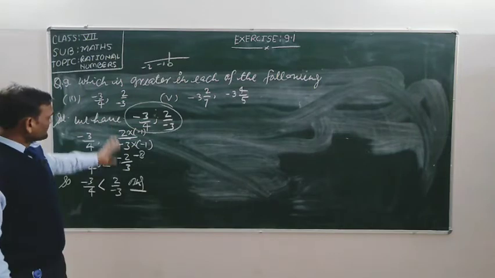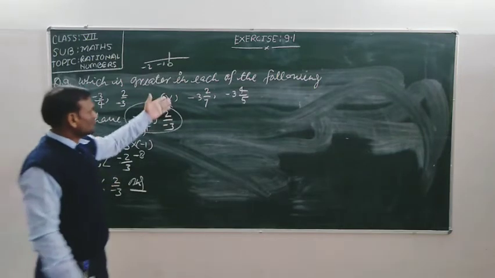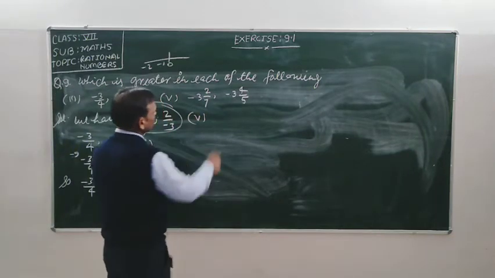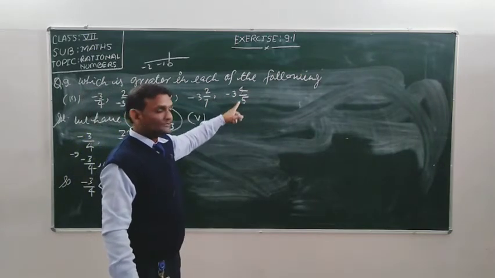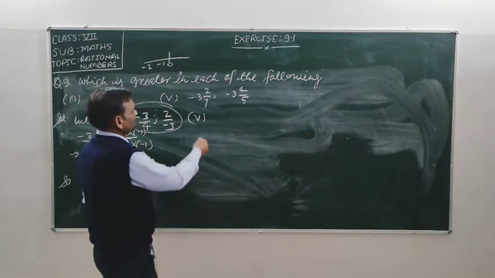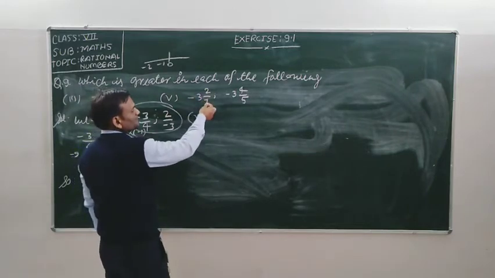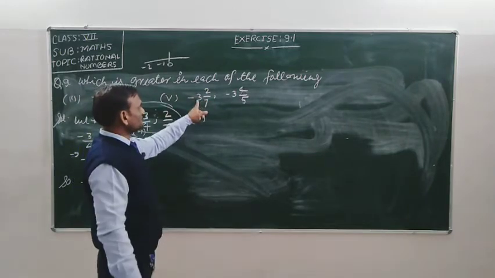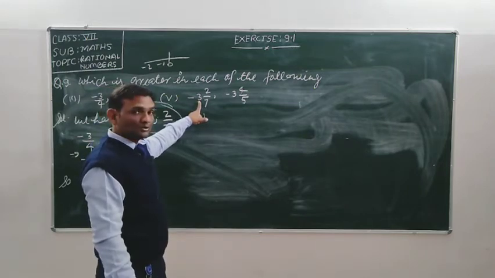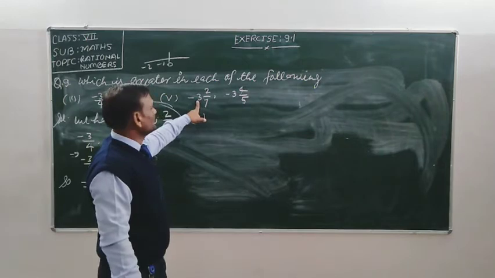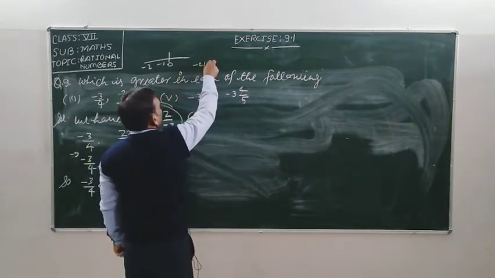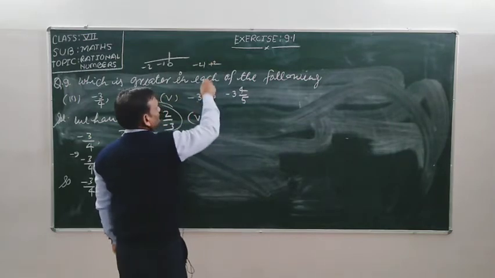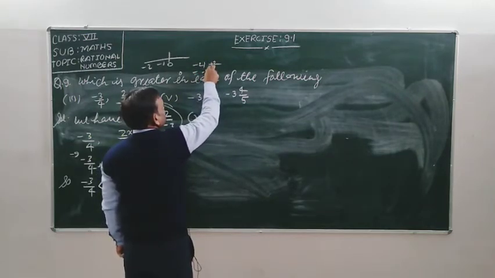I hope student you have understood this question, this part. Now come to the second part, that is fifth part, student. This is the mixed fraction, so firstly make it improper. 7 times 3 is 21, minus 21, and in minus 21 you need to add 2, minus 21 plus 2, that is minus 19.